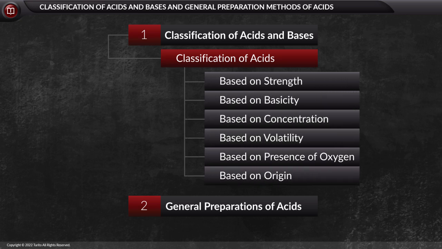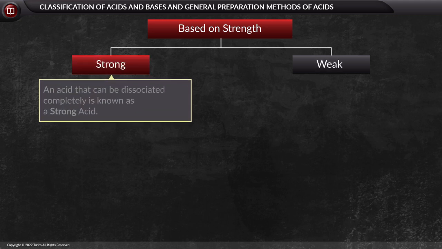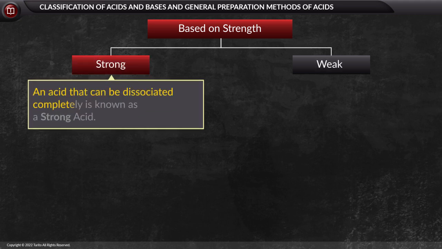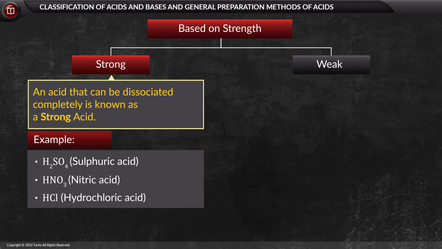The ways of describing it are based on strength, basicity, concentration, volatility, presence of oxygen, and origin. The first one to discuss is the division of acids based on strength. Based on strength, it is divided into strong and weak. An acid that can be dissociated completely is known as a strong acid. For example, sulfuric acid, nitric acid, hydrochloric acid, etc.